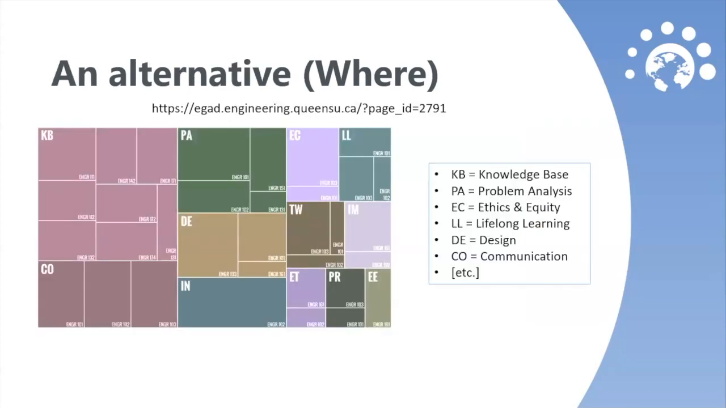In this tree map, which was put together by an engineering school consortium in Canada, we can more easily see how much of the curriculum is devoted to a particular learning outcome. A large portion of this curriculum is building the knowledge base to be a functional engineer.